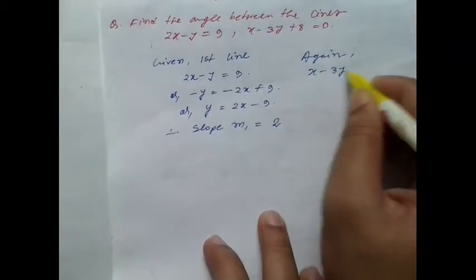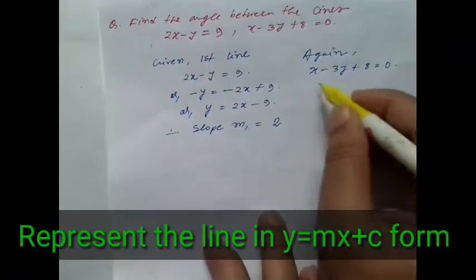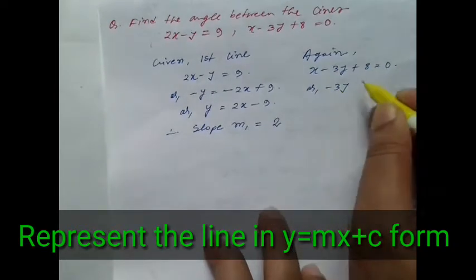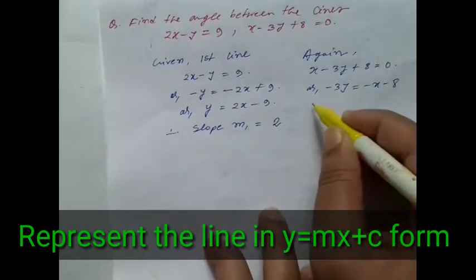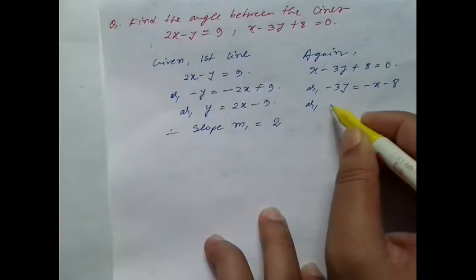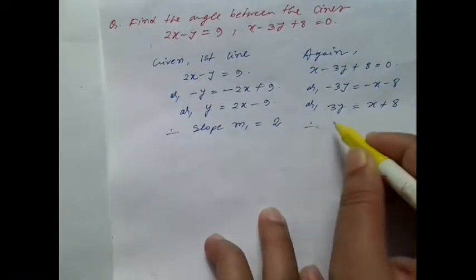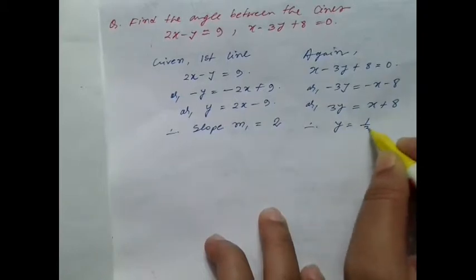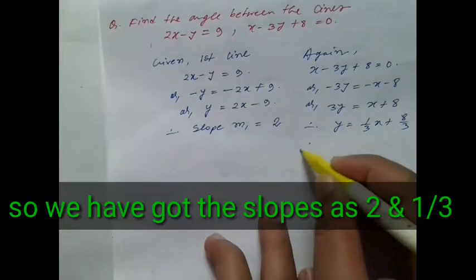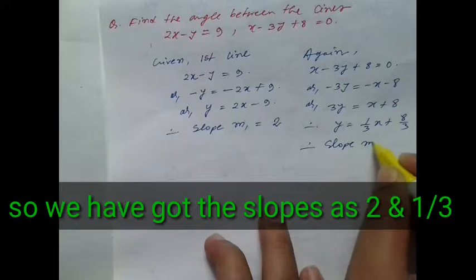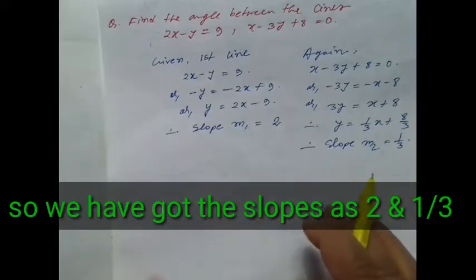x minus 3y plus 8 equals 0, or minus 3y equals minus x minus 8, or 3y, by multiplying by minus 1, we are getting x plus 8. Therefore y equals 1/3 x plus 8/3. Therefore slope m2 equals 1/3.